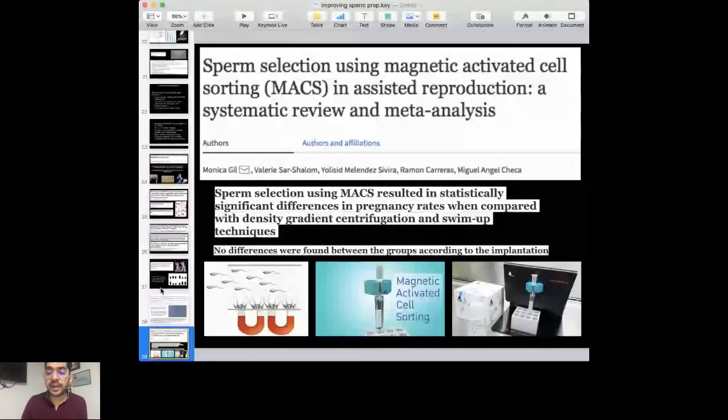RBC lysis buffer can be used in cases of hematospermia. But like I mentioned earlier, when you're using an RBC lysis buffer, always do a post buffer wash, a post buffer preparation for that sample.